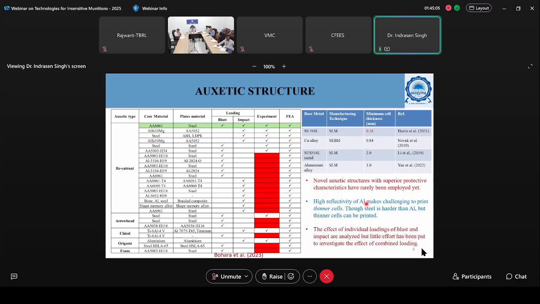Another important point we can see from this table is that most of the studies have done either blast loading or impact loading, except this author, who has done both loadings together. But even in this, they first applied blast loading in one study, and impact loading in another study, and tried to summarize by adding the solutions of these two. But it's not the right way, because in actual application, the structure will experience combined loading. So now these structures have to be tested.